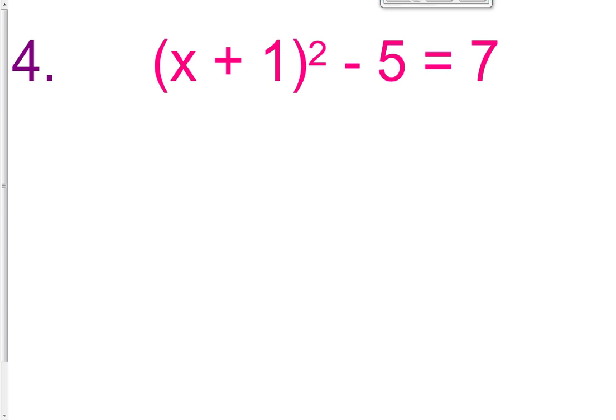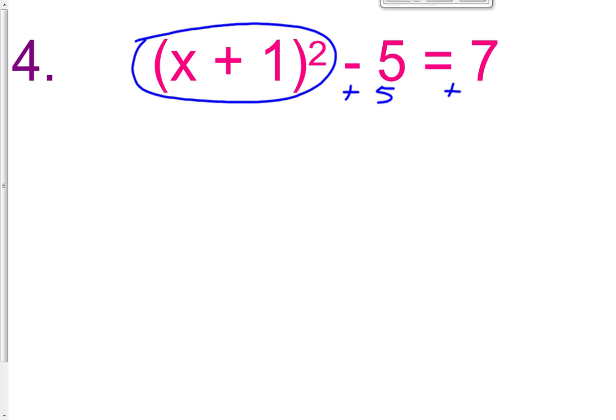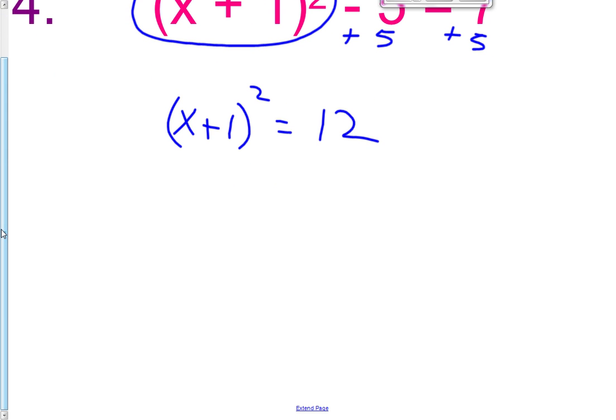Question number 4. All right, I want to get this binomial squared all by itself, because after I get that by itself, I'm going to square root both sides. So my first step is to add 5. Add 5. So now I get x plus 1 quantity squared equals 7 plus 5, which makes 12. Okay, now that you have the binomial squared all by itself, you got to get x plus 1 by itself by square rooting both sides. The opposite of squaring is square rooting. So what you do to the left side, you also have to do to the right side.